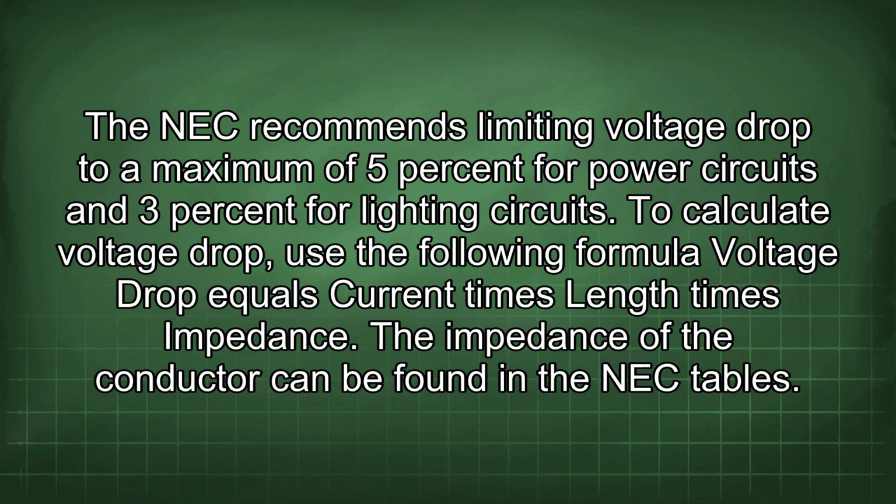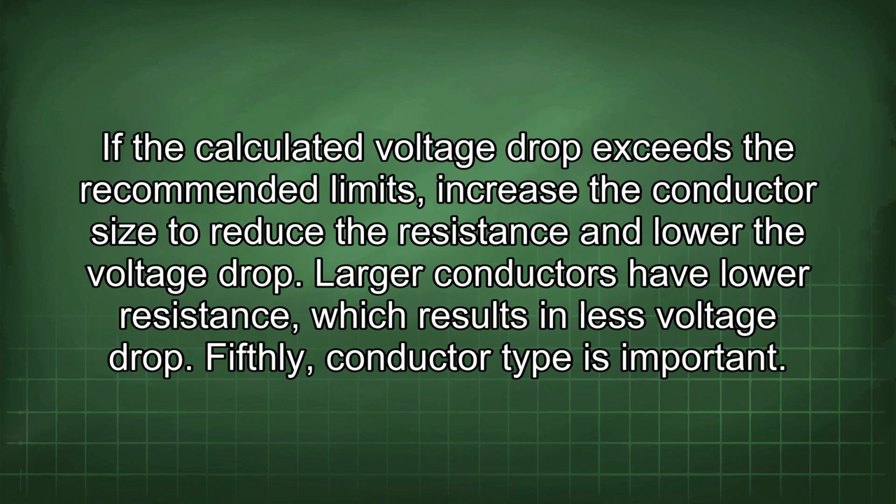To calculate voltage drop, use the following formula: voltage drop equals current times length times impedance. The impedance of the conductor can be found in the NEC tables. If the calculated voltage drop exceeds the recommended limits, increase the conductor size to reduce the resistance and lower the voltage drop. Larger conductors have lower resistance, which results in less voltage drop.